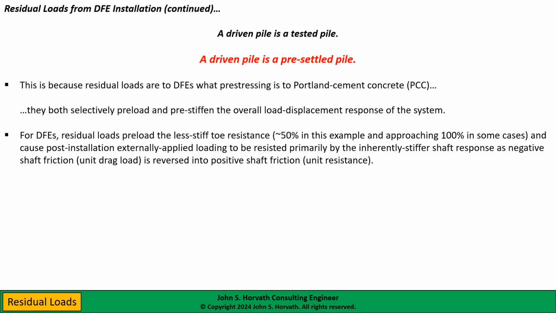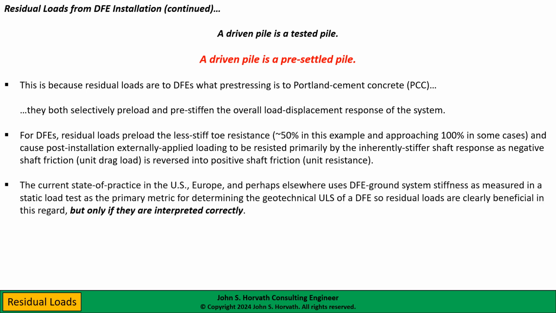This causes the post-installation externally applied loading to be resisted primarily by the inherently stiffer shaft response, as negative shaft friction, or unit drag load, is reversed into positive shaft friction or unit resistance.